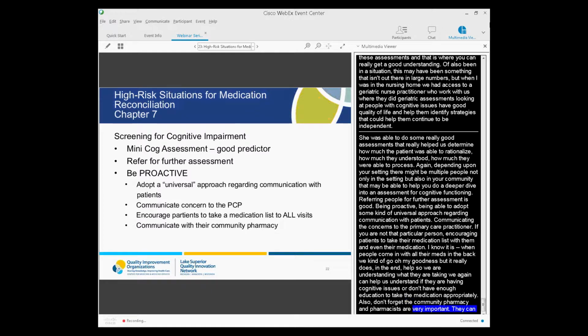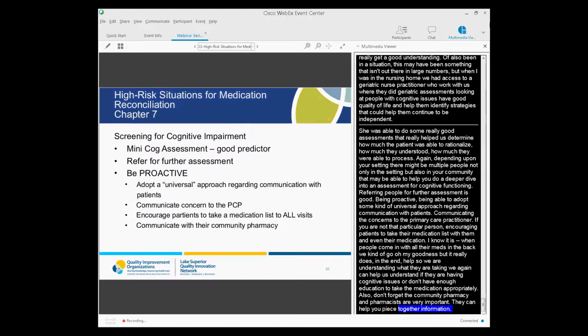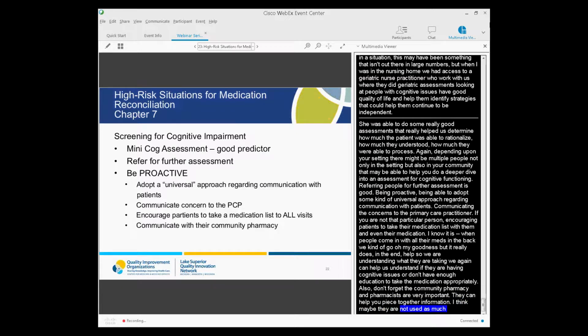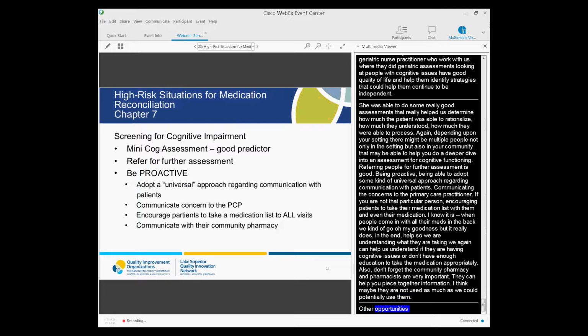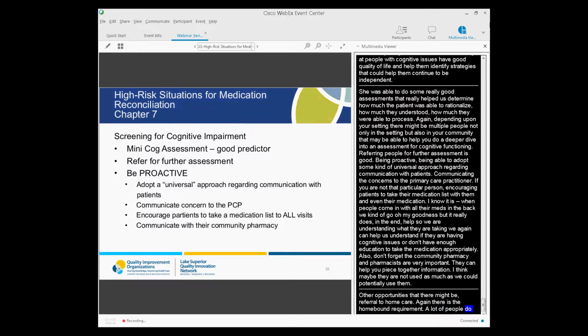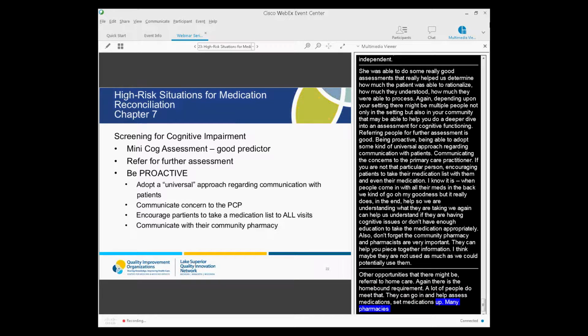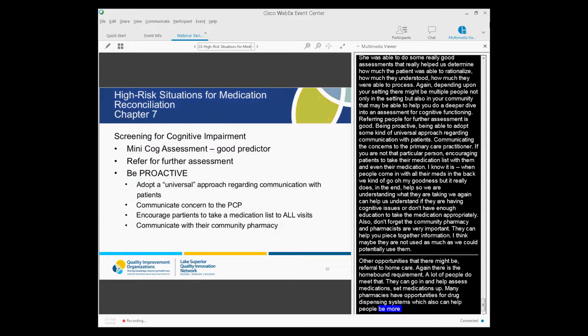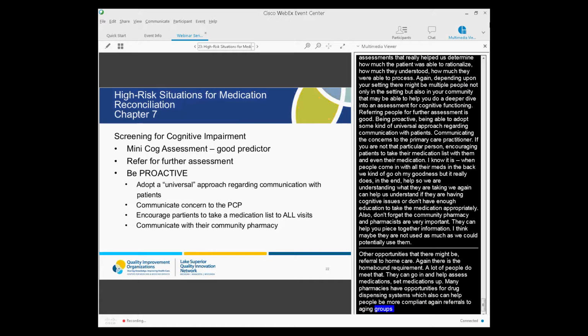And I think maybe they're not used as much as we could potentially use them. Other opportunities include referral to home care. Again, there's the homebound requirement, but more often than not, there are a lot of people who do meet that, and they can go in and help assess the medications. They can help set medications up. Many pharmacies have drug dispensing systems, which also can help people be more compliant. Again, referrals to ADRC, aging groups in your states, depending upon what those might be. So lots of resources out there that can help people with cognitive impairment.